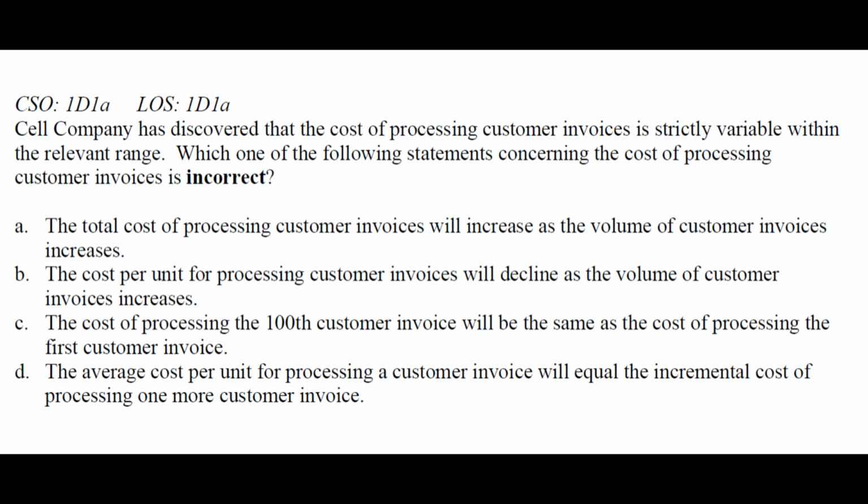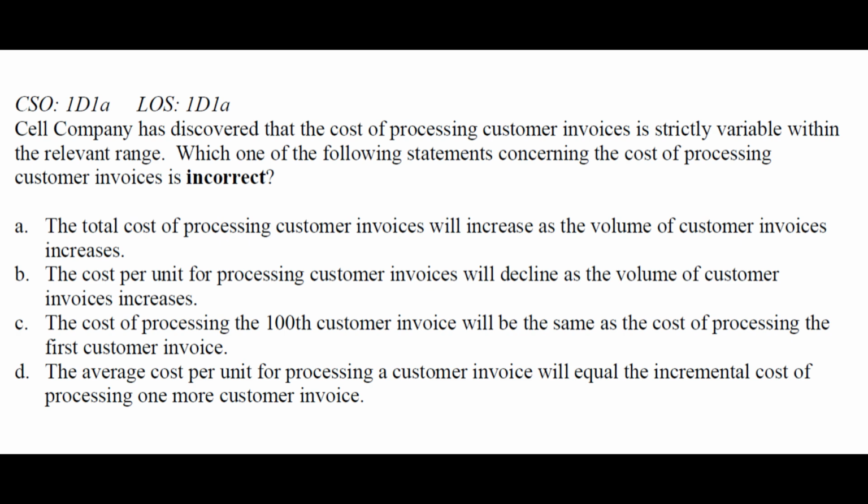Students should recall the following properties. Total variable cost changes proportionally with the number of units or activities. Variable cost per unit remains constant, regardless of the level of activity. The incremental, or marginal, cost of one additional unit equals the variable cost per unit. The average variable cost per unit is also constant and equals the incremental cost. The question asks for the incorrect statement, so students should identify the option that contradicts these principles.